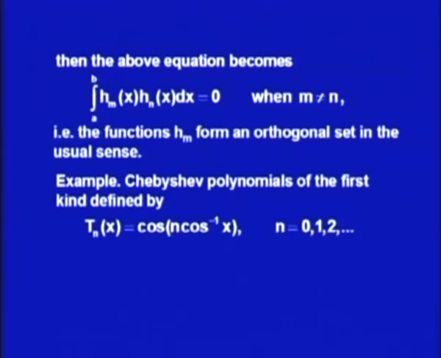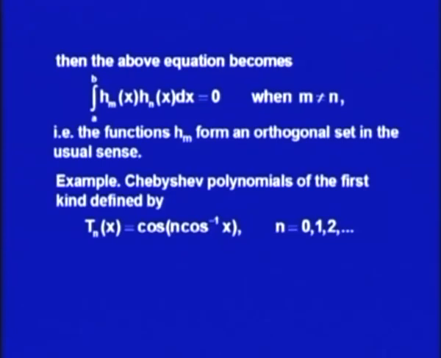If you put cos inverse x as theta, then you can see that cos 2 theta is 2 cos square theta minus 1. So, T_2(x) will be equal to 2x square minus 1, and similarly we can see that T_3(x), which is cos(3 cos inverse x), turns out to be 4x cube minus 3x, because cos inverse x when we put as theta we get cos 3 theta, and cos 3 theta is 4 cos cube theta minus 3 cos theta. So, T_3(x) turns out to be 4x cube minus 3x.